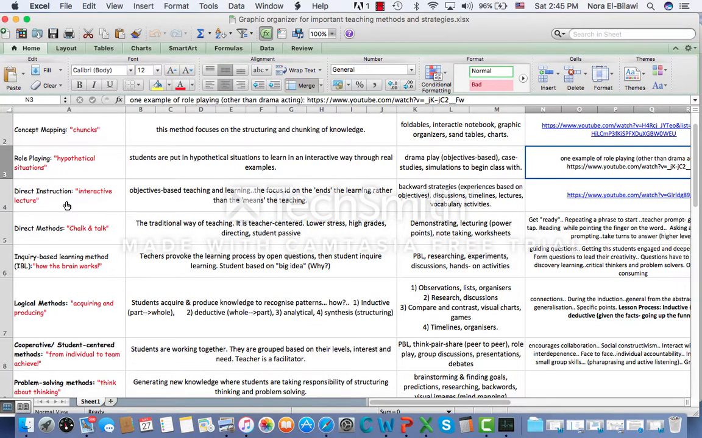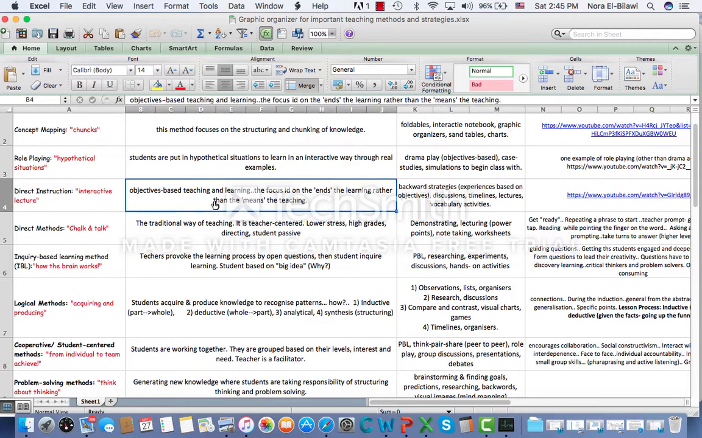Direct instruction is different than direct method. Direct instruction is more of an interactive lecture. It's objectives based. Teaching and learning is interactive between the teacher and the students. The focus is on the ends of the learning rather than the means of the teaching.